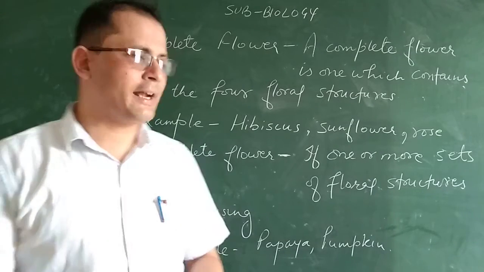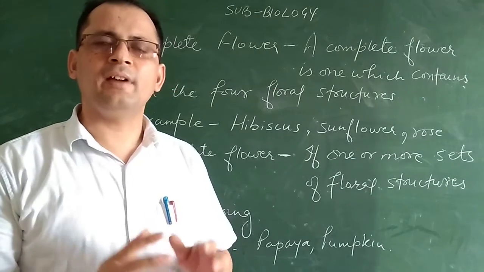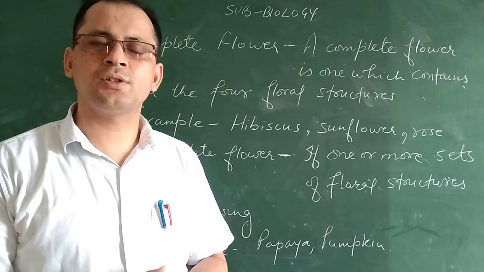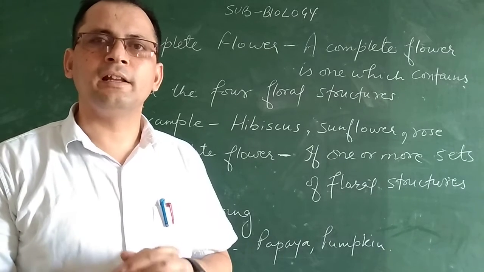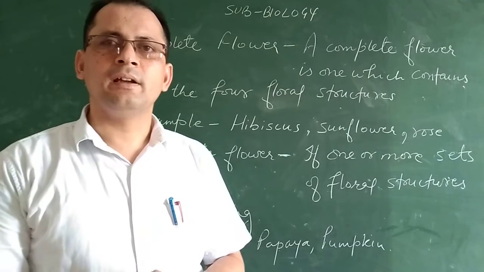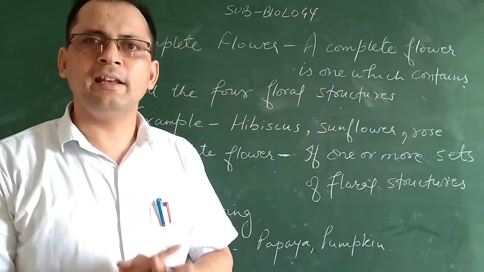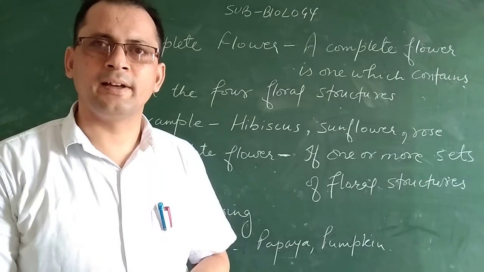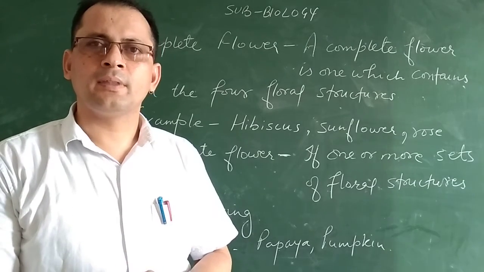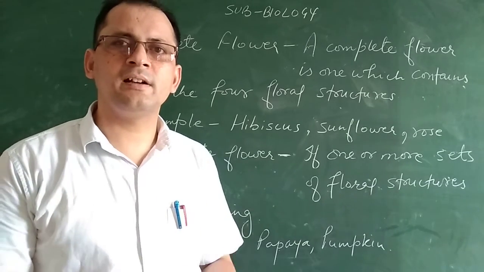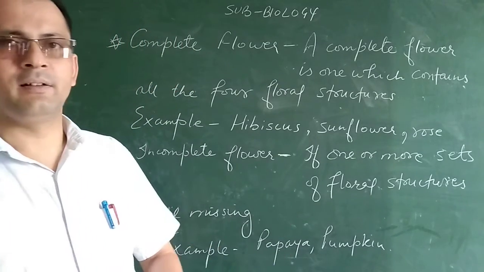present. Now the second type, beta, is the incomplete flower. Now what are incomplete flowers? If any of the floral structures is missing from the flower, then that type of flower is known as an incomplete flower. Means if from the calyx, corolla, androecium and gynoecium any one of the parts is missing, whether it is sepal, petal, stamen or pistil, in that case the flower will be considered an incomplete flower. So you can see here examples, papaya and pumpkin.